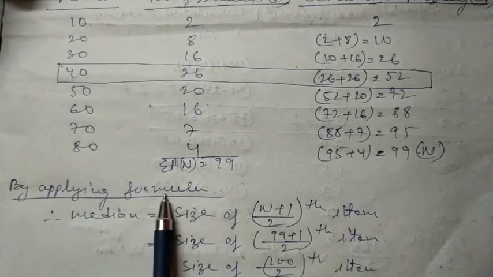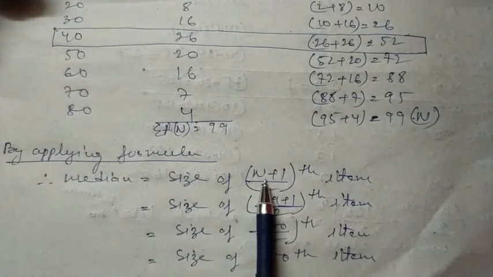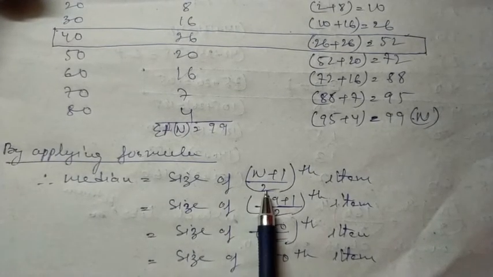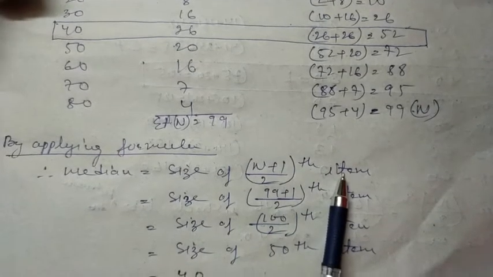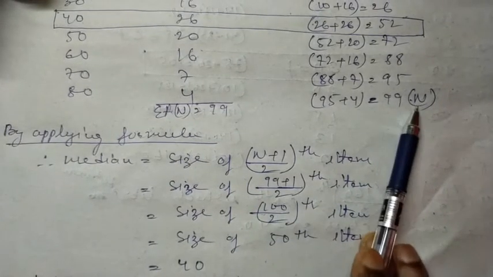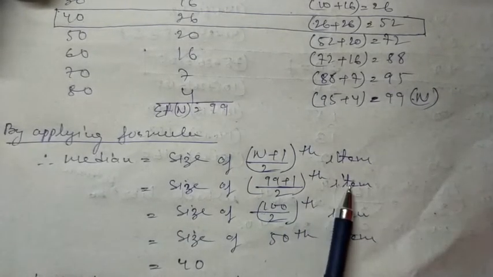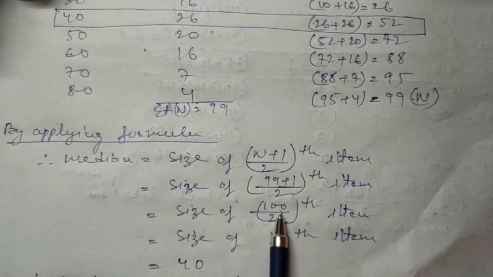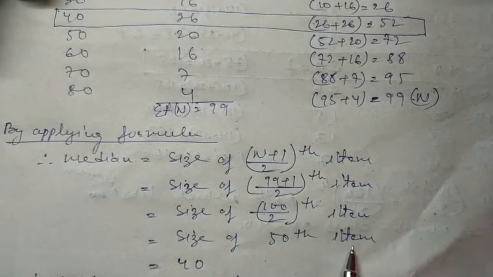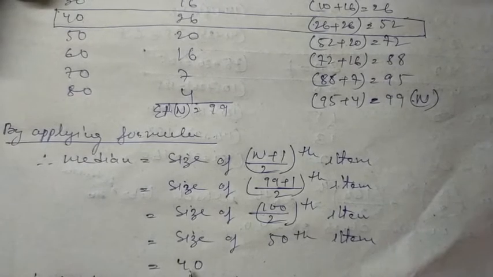By applying the formula, median is equal to the size of (n plus 1) divided by 2 th item. We have already totaled n from the frequency, n is 99, so it is 99 plus 1 by 2. Size of 50th item, that is 40. Our answer is 40. How did we get the answer 40? Let's see. Size of 50th item.